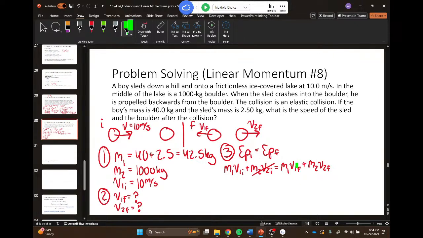How many unknowns do we have? How many equations do we have? Yeah, that's a problem. How many equations do we need? 2. So I want you all to see if you can figure out what the other equation is going to be. And this is my hint to you, is you might need to look back on previous slides. This collision is an elastic collision.